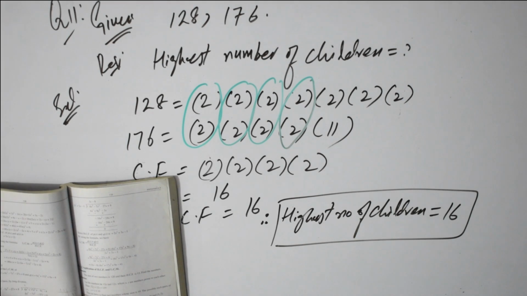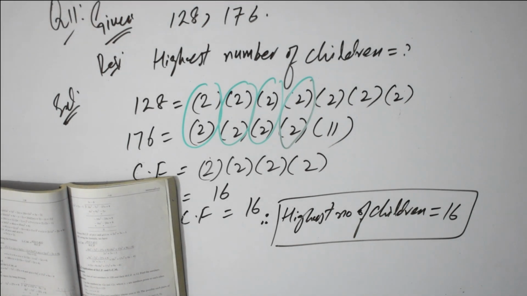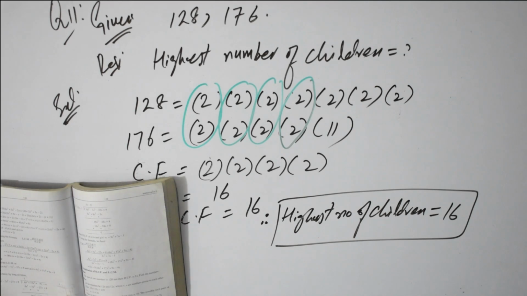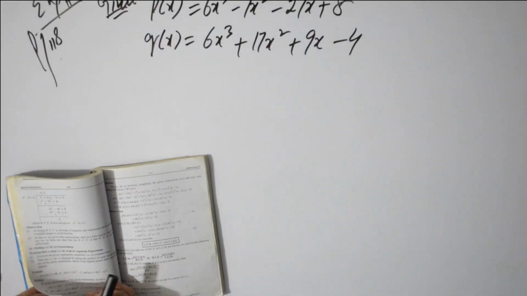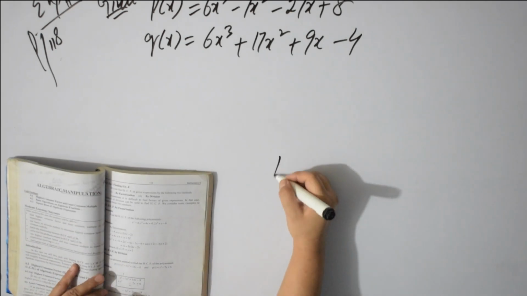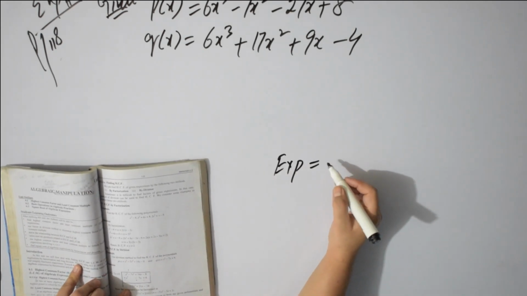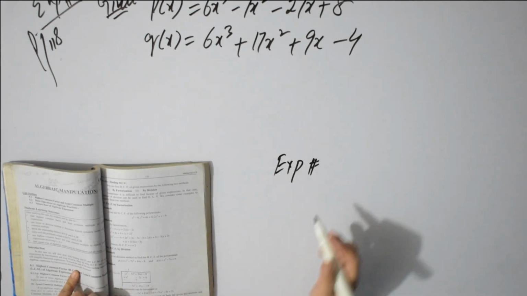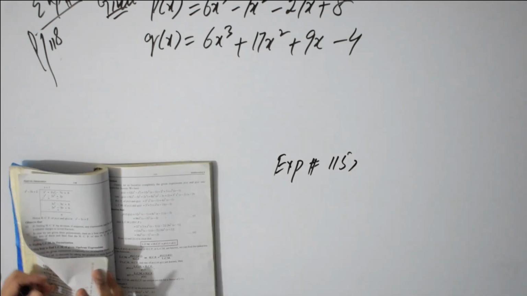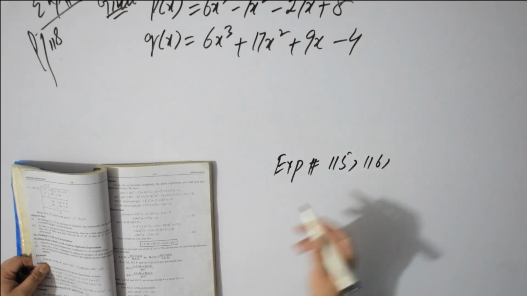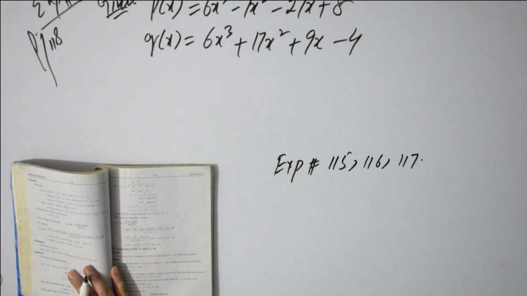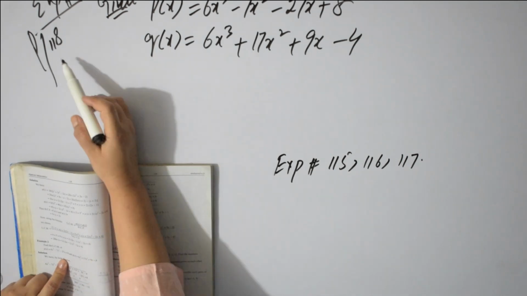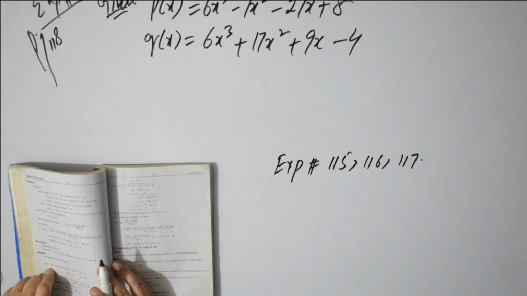Now I'm doing its example, a very important example, at page number 118, example number 2. Okay students, now you have to do the examples at page numbers 115, then 116, 117. They are very simple and important examples too. And I am doing example number 2, which is at page number 118. It is a very important example.